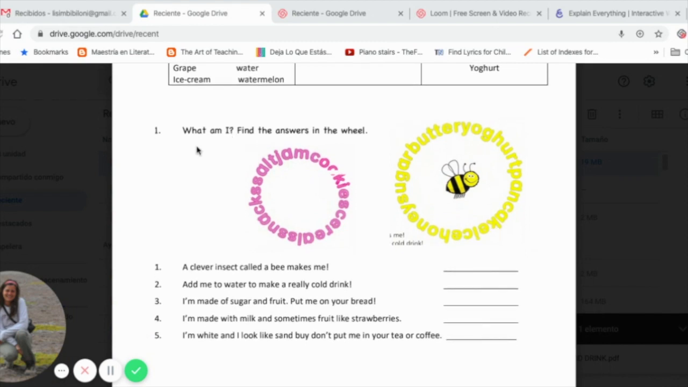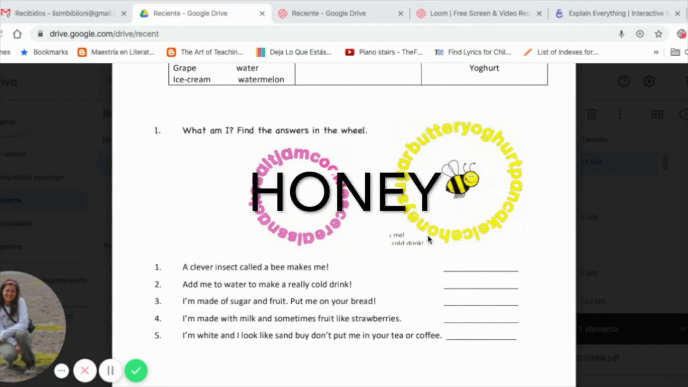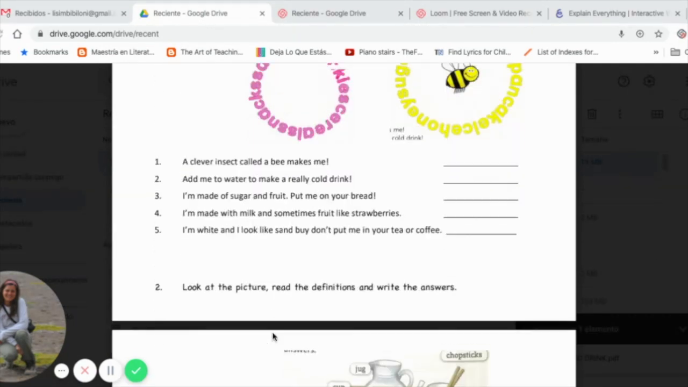Activity number 1. What am I? So let's have a look at these definitions and we're going to find the words inside the wheel. A clever insect called a bee makes me. What does the bee make? Honey, that's right. So we copy the word honey and we write it here. You continue with the rest of the definitions.